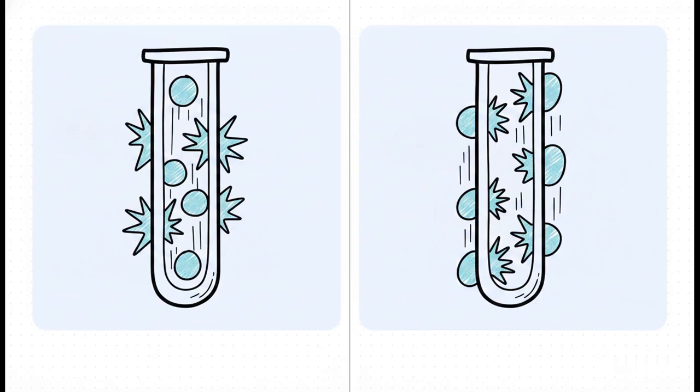But in reverse phase HPLC, they totally flip the script. They use a nonpolar stationary phase, like silica modified with C18 or C8 carbon chains, alongside a polar mobile phase. Now it's the hydrophobic nonpolar molecules that get delayed, and the polar ones speed right through to the finish line.